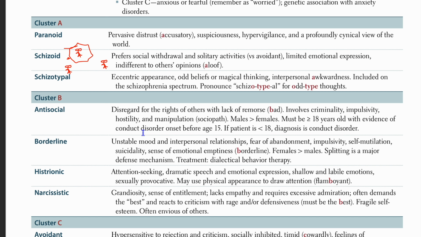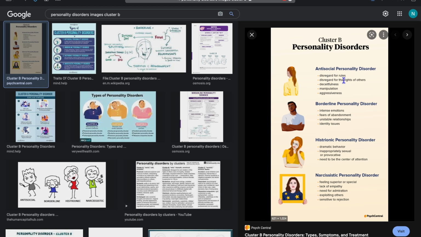Okay, must be more than 18 years old with evidence of conduct disorder onset before age 15, right? And conduct disorder has to be in someone less than 18 years old, and after 18, if it continues, it's called antisocial personality disorder, right? So if the patient is less than 18, the diagnosis is conduct disorder. Okay, so disregard of the rights of others, they are hostile towards authority figures. So it involves criminality, impulsivity, and hostility. See, antisocial: disregard for rules, disregard for the rights of others, deceitful, manipulation, and aggressiveness.